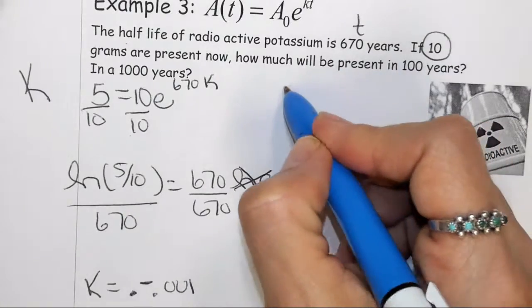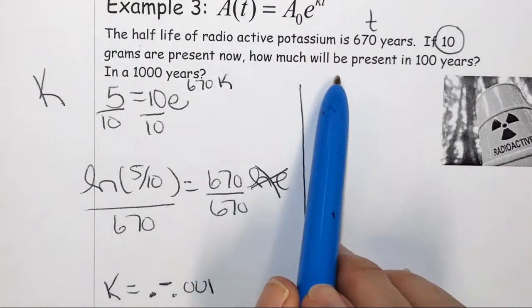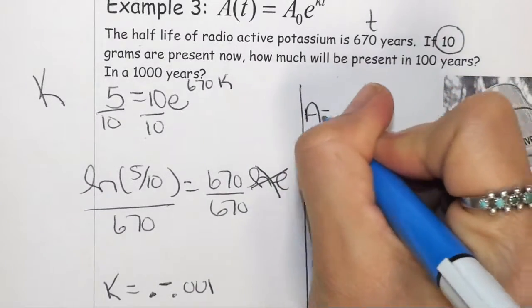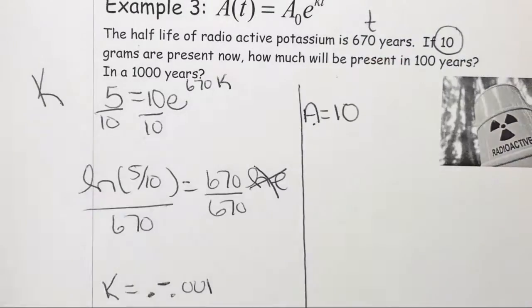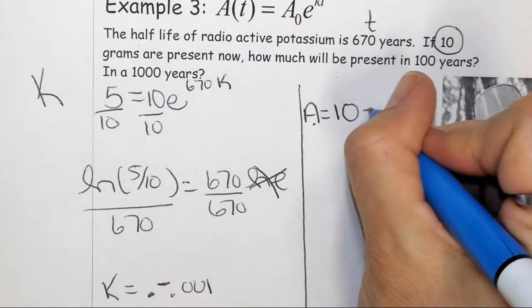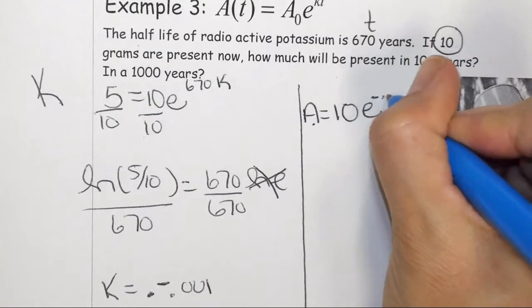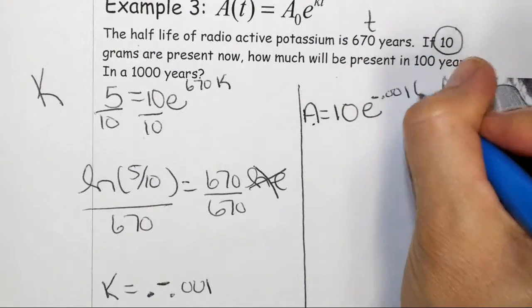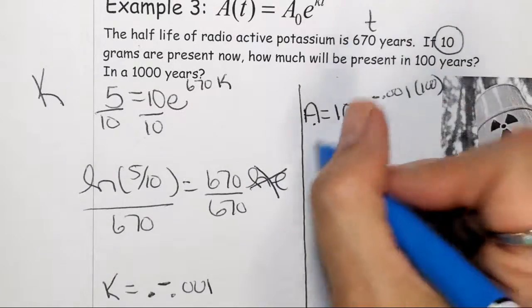Okay, so let's go answer their questions. They're actually pretty easy questions. They just want to know how much. So they just want the population. So this is just a plug and chug. So the population is going to be what we started with, which was 10 grams, times e. My rate is negative 0.001, and they want me to do it for 100 years. Let's go type that in your calculator.